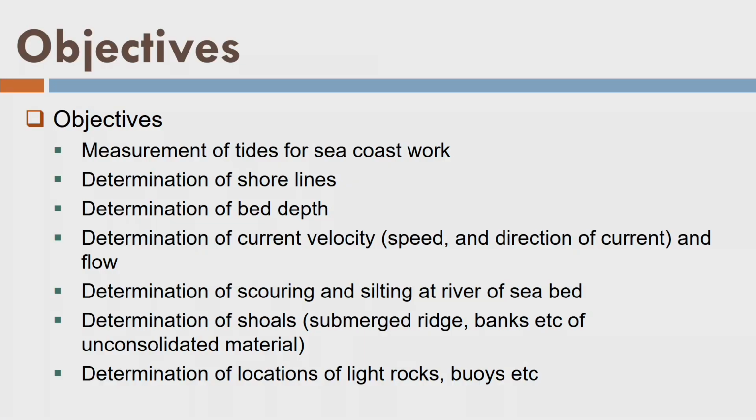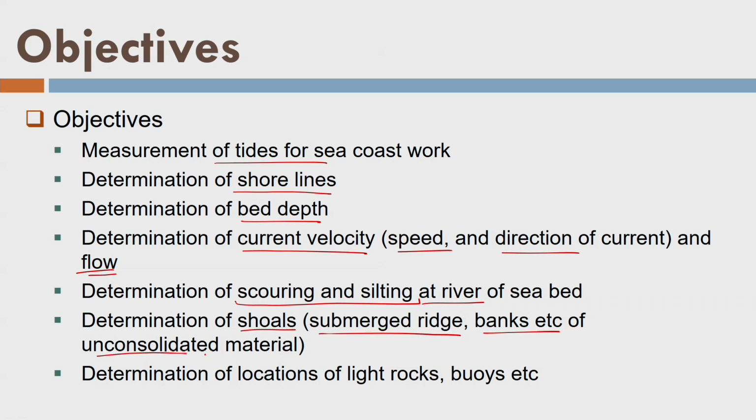So what are the objectives here? First of all, I want to measure the tides, then I want to determine the shorelines, then the wet depth, the current velocity, that is the speed and direction of current in case of rivers, and the amount of flow. Fine, because for river navigation these factors are very important. And then scouring and silting for the rivers, and shoals, which are submerged ridges and banks of unconsolidated material. That means they keep on moving with the flow of water.